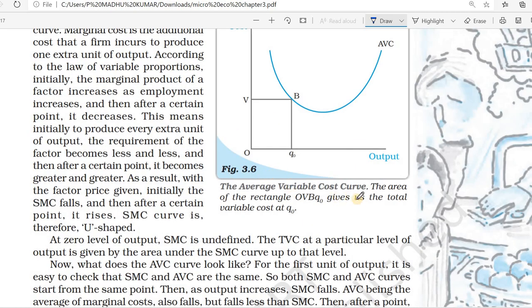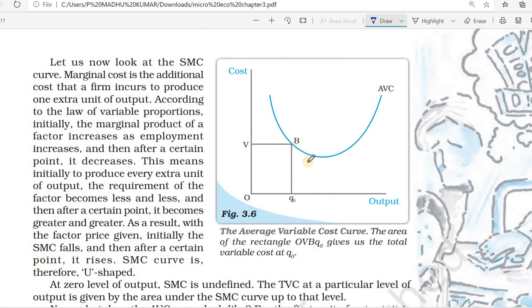This average variable cost, here is the area of rectangle OVBQ0, gives us the total variable cost at Q0. Here, up to a certain point it decreases, after that it is increasing. This means initially, to produce every extra unit of output, the requirement of factor is less, and then after a certain point it becomes greater. That is the reason initially this is falling and after a stage it is increasing.